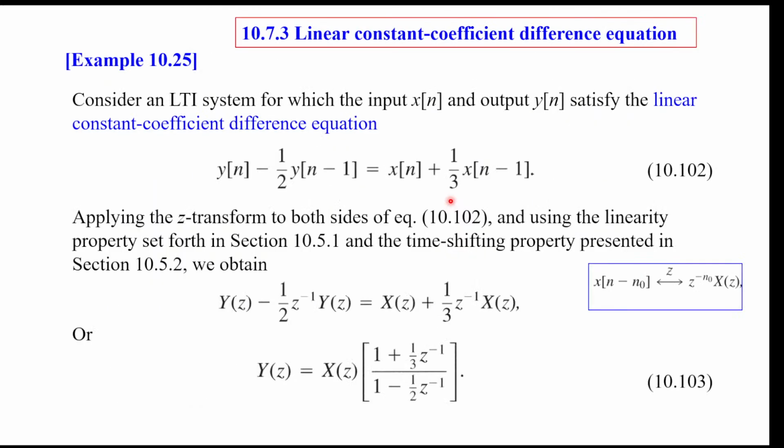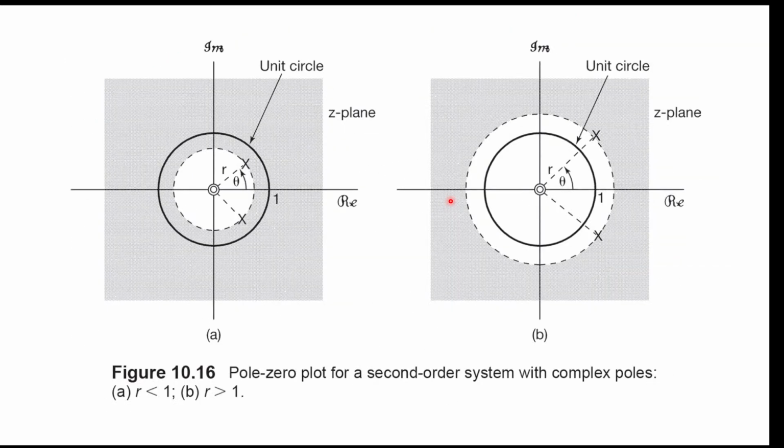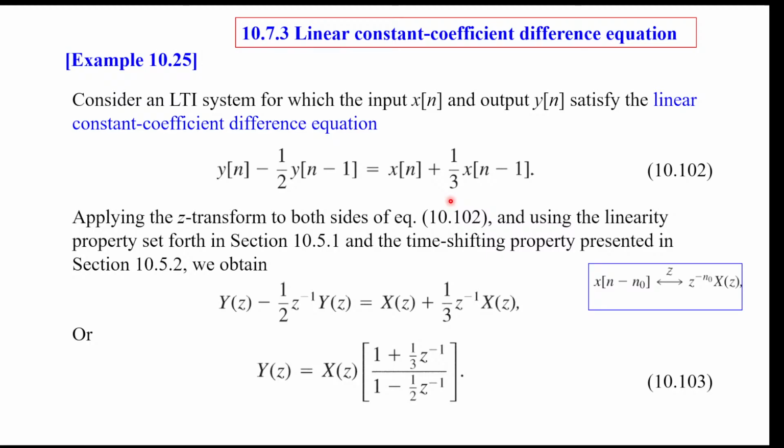Okay. And I guess that's a very quick description of causality and stability. Now let's go to the next topic, linear constant coefficient difference equations. Let's see how we can use the transform to solve a difference equation. For example, I have a difference equation here: y of n minus 1 over 2 y of n minus 1 equals x of n plus 1 over 3 x of n minus 1.